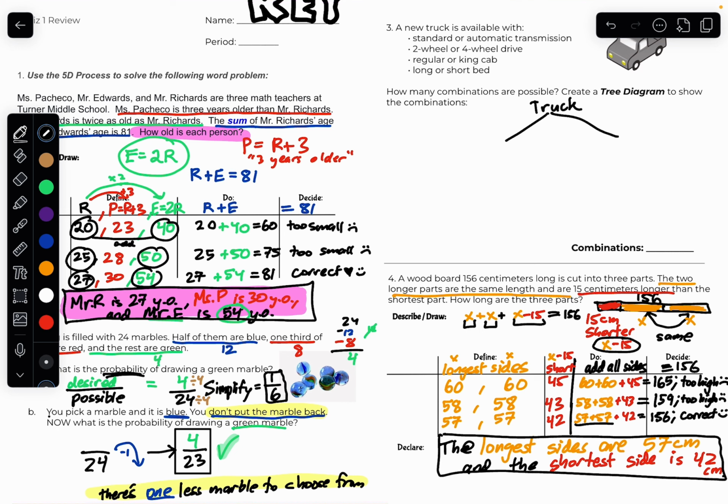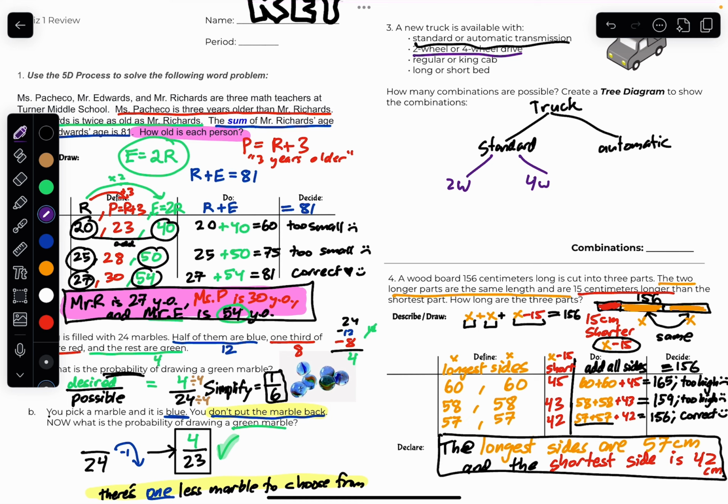Okay, I'm going to draw a tree diagram right away. One is standard. The other is automatic. Okay, after you choose a transmission, you're going to need to choose the drive of the truck. It says you have to choose a drive. So it says it's going to be either 2-wheel or 4-wheel. 2W or 4W. I'm going to say 2-wheel drive, 4-wheel drive, 4WD.